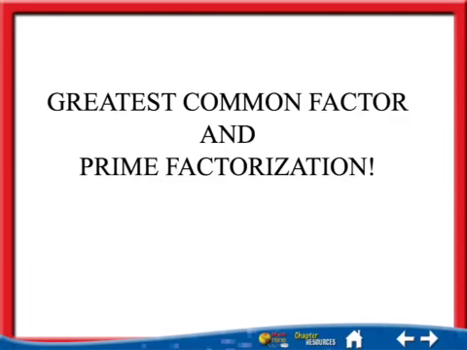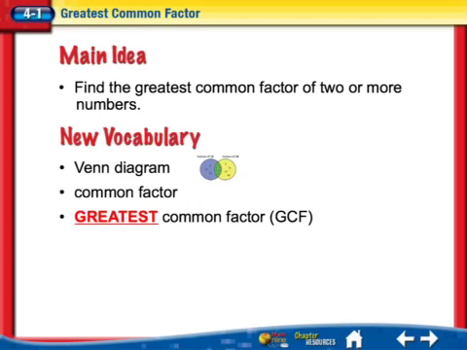Okay, well, our next unit is on finding the greatest common factor and prime factorization. So here we go. The main idea for this unit is finding the greatest common factor of two or more numbers. Remember that factories make products. So factors are two numbers that you multiply together to get another number, or a product.